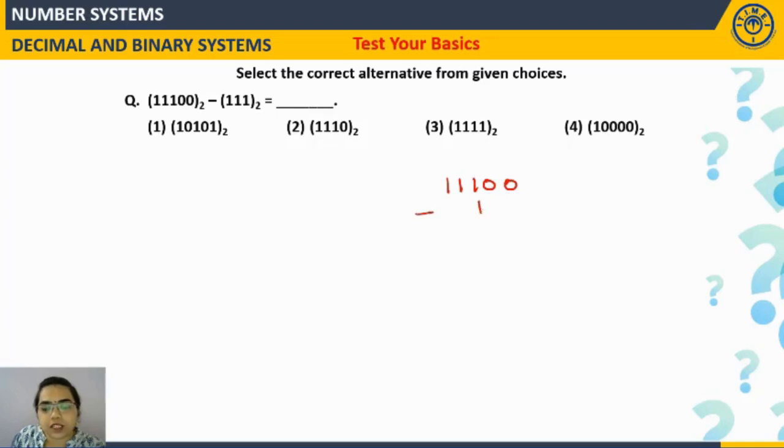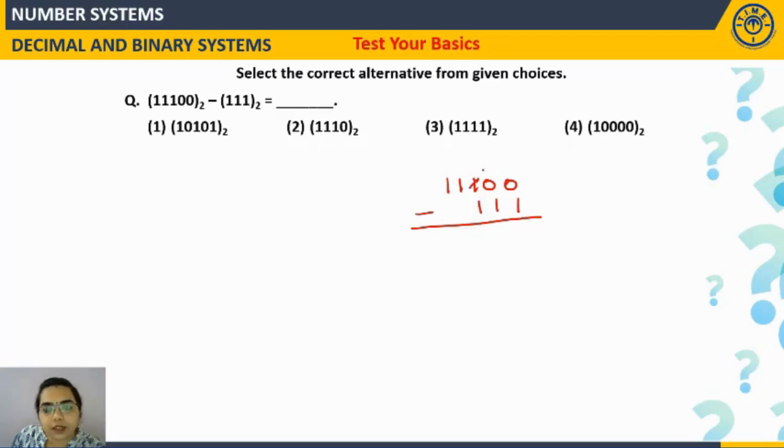11100 minus 111. Binary subtraction. Okay, now I hope you're clear with the basics of binary subtraction. Fine, let us do this now. Here first, 0 minus 1. Okay, we need to get a carryover. So let's start from here.